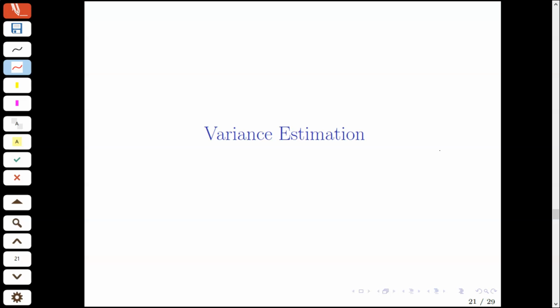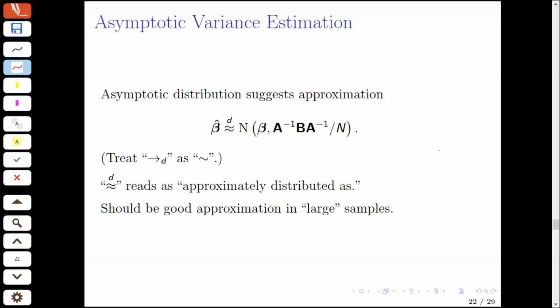Right. Having established asymptotic normality of the OLS estimator, let's move on to talking about how we would estimate the variance of the OLS estimator. Now, as I mentioned in the introduction, this asymptotic result, stating that the centered and scaled OLS estimator converges in distribution, is not interesting in itself. It's interesting because it allows us to do the following approximation.